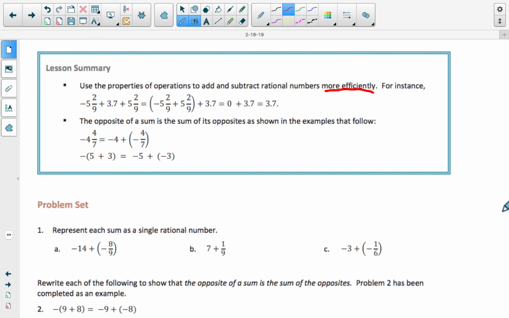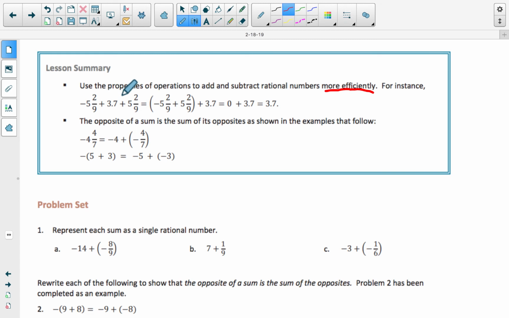For the lesson summary, notice I have underlined more efficiently. The goal with this lesson was to develop additional strategies for you to add and subtract rational numbers more efficiently. That means quicker, more accurately, or really just quicker, right? We can solve a certain problem like this multiple ways, but when we split it apart or rewrite it, these are opposites, which get 0, so that your answer is just the 3 7/10 that's left over. If we just did this problem from left to right, it would take much more time than using our properties, and then this problem only takes literally probably 3 seconds to solve.